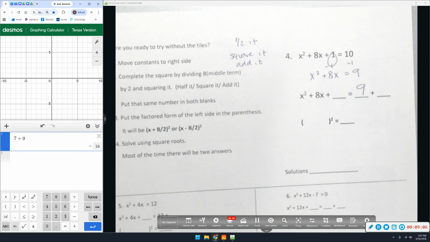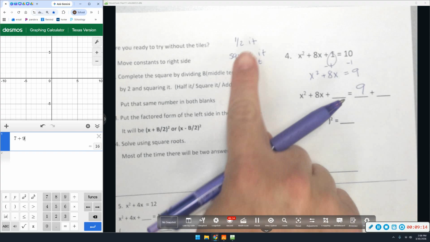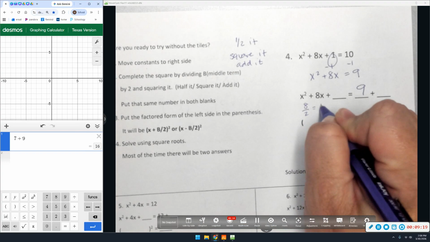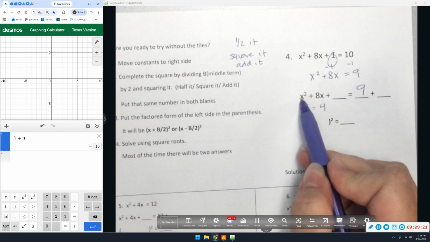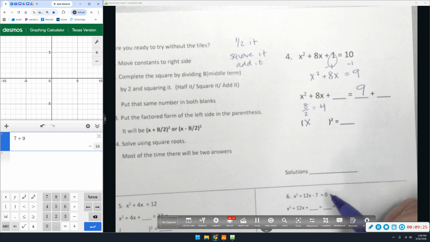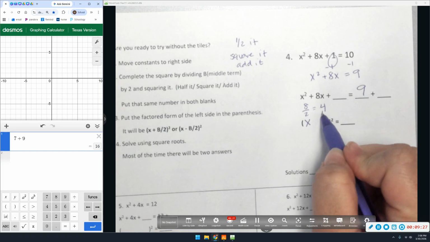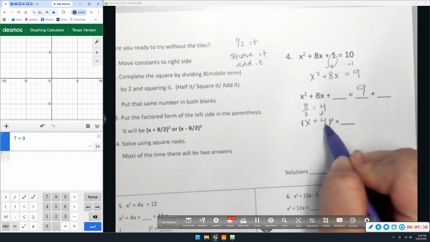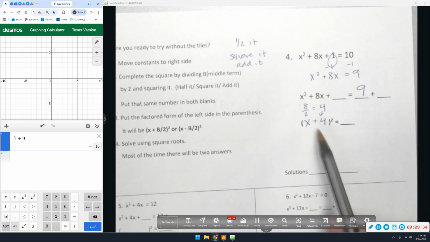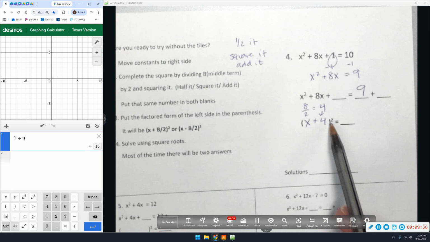How did we know how many x's to put on each side of our tiles? We would cut the middle term in half, right? We cut our b in half. So that's what half it means. What's half of my middle term? So 8 divided by 2 is 4. Now, this is x squared, so wouldn't this just be x? Because when we square it, it'd become x squared. So this comes here, positive 4. So we half it, and that's what goes inside of our parentheses squared.